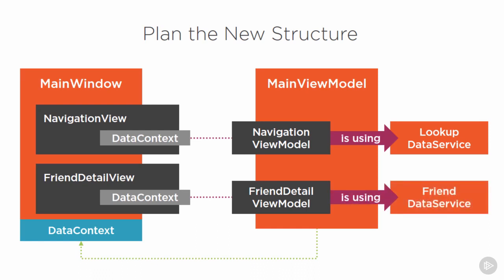We have that data service already, but we need to adjust it. Currently it has a getAllAsync method to load all the friends. But the friend detail view model requires just a single friend that has to be loaded by ID. That means we have also some work to do in the friend data service. Now let's start and let's implement this new structure in the friend organizer application.